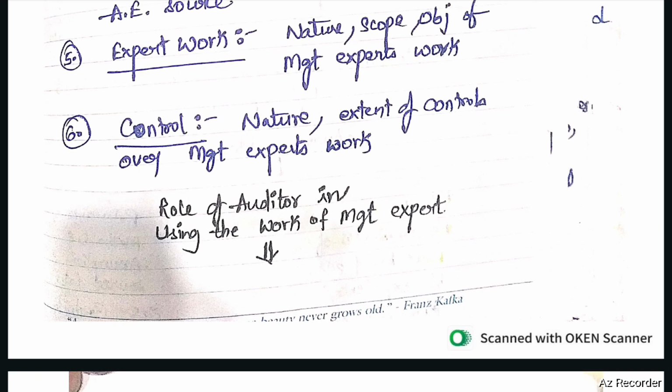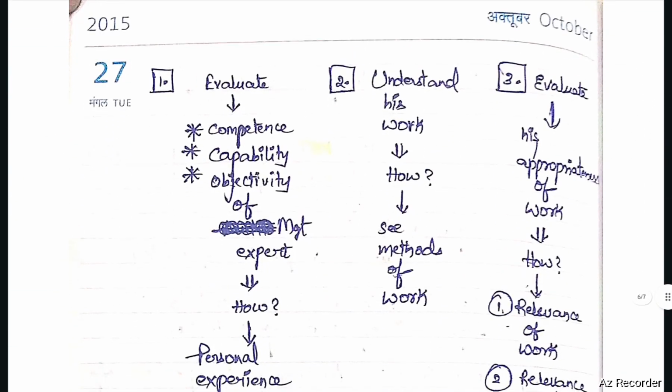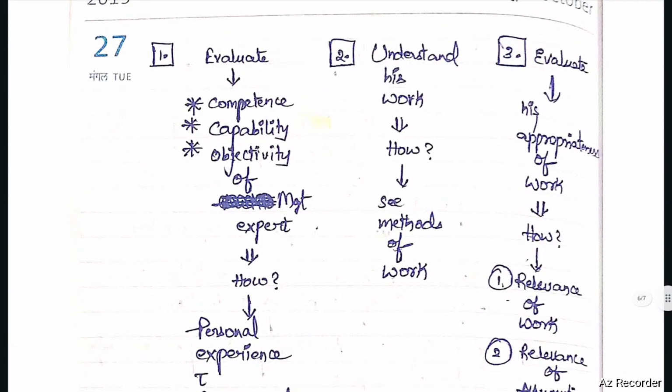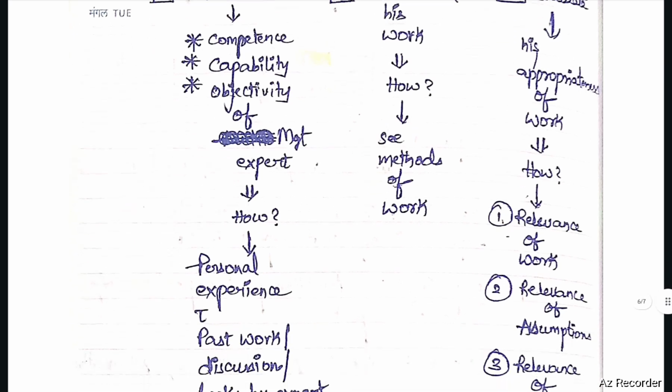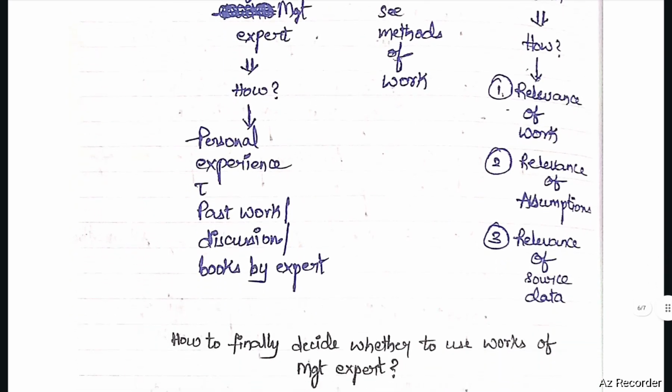Role of auditor in using the work of management expert. First one, evaluate. Competence, capability, objectivity of the management expert. How will we evaluate? By personal experience with past work or discussion or books by expert.